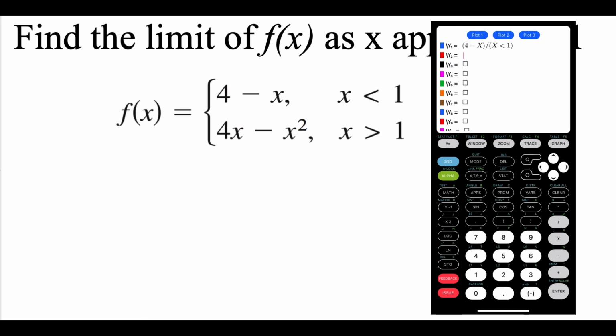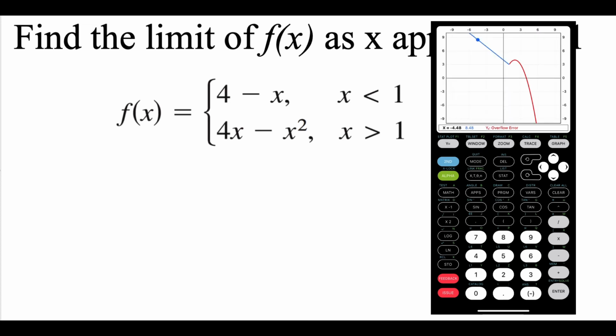But I can also put my other function in here at the same time. Again, I need to use a set of parentheses, and I'm going to do 4x minus x squared. Put the divided by symbol in there, and I want x values that are bigger than 1. So inside of parentheses, I'm going to do x values, second math, that are bigger than 1. Now when I hit graph, I'm going to see both of these graphs drawn out over their specified domain.